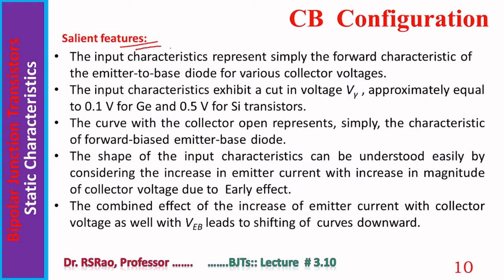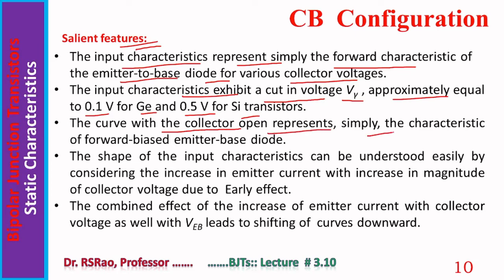Salient features of these input characteristics. The input characteristics represent simply the forward characteristic of emitter to base diode for various collector voltages. The input characteristics exhibit a cut-in voltage V gamma approximately equal to 0.1 volts for germanium, 0.5 volts for silicon transistors. The curve with the collector open represents simply the characteristic of a forward biased emitter base diode. Shape of input characteristics can be understood easily by considering increase in emitter current with increase in magnitude of collector voltage due to early effect.